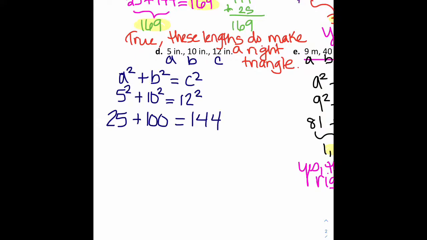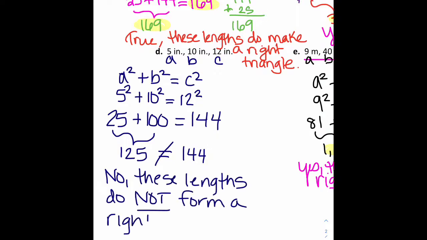Okay, so now we need to see if the left and the right side are equal. 25 plus 100 is 125 equals 144. We have a problem. 125 does not equal 144. Therefore, these lengths, 5, 10, and 12, do not work in the Pythagorean theorem. So these lengths do not form a right triangle. They do not form a right triangle because the lengths do not fit into the Pythagorean theorem. They do not hold true.